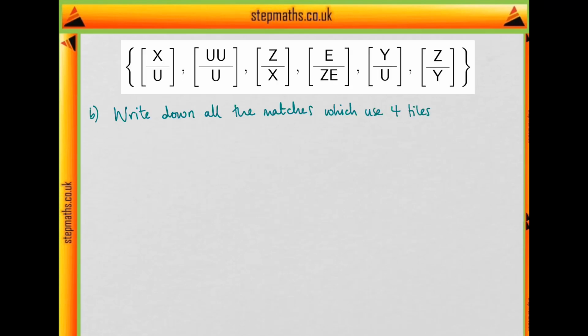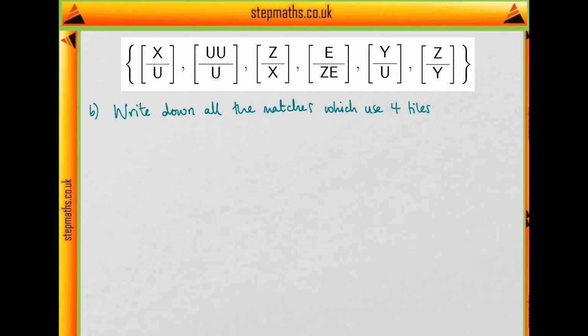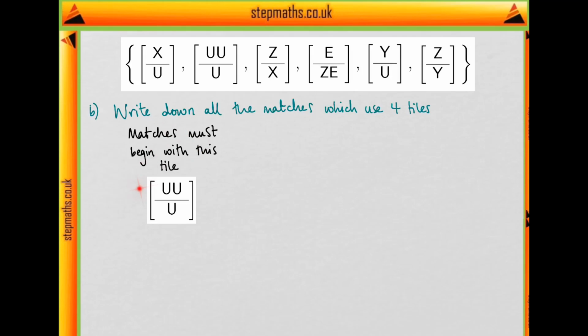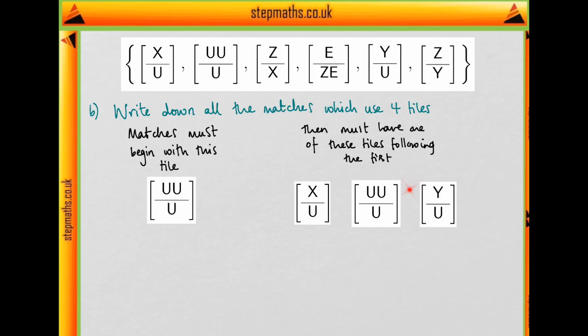Okay, now for part B, they want us to write down all of the matches which use 4 tiles, counting any repetitions. Okay, so we know that our matches must begin with this tile. And we see we've got 2 U's on the top. And because we want the bottom to be the same as the top, then that means we're going to need another U to follow this one on the bottom, and so the next tile that we choose must have a U on the bottom as well. And so we see that one of these tiles must be the second tile in our match, because these are the only tiles which have U on the bottom.